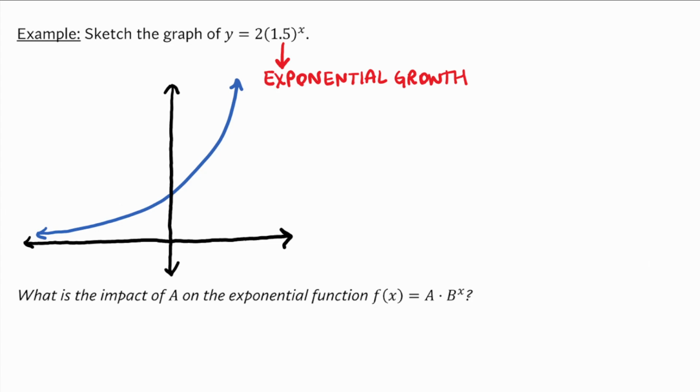Okay, and with this question looming down below, what's the impact of a on the exponential function? Well, let's just plug in x equals 0. That's what I want to get at. So at x equals 0, y equals 2 times 1.5 to the 0. Now, I said it before, but I'm going to say it pretty repeatedly here: think about PEMDAS, exponents before multiplication. So I have to do that 1.5 to the 0 first, and then multiply that result by 2. So 1.5 to the 0 is 1, meaning I've got 2 times 1, and that's going to be 2.